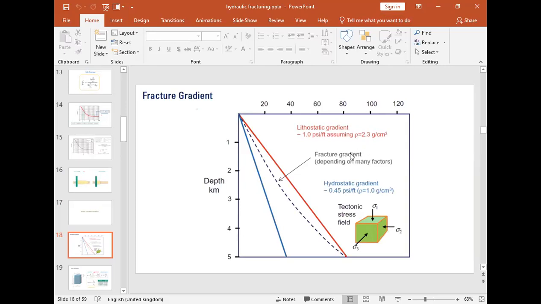As you are moving downward, we also have our fracture gradient. The fracture gradient tells us how much force or how much pressure is needed in order to fracture that particular rock. As you're moving deeper and deeper, the hydraulic fracture pressure keeps increasing.